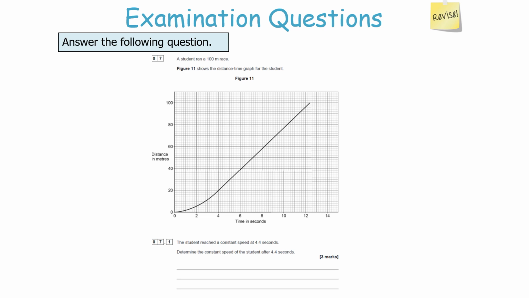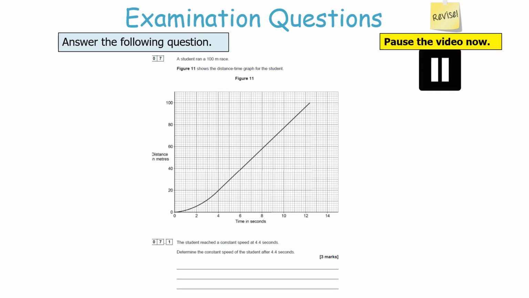The next question says, a student ran a 100 meters race. Figure 11 shows the distance time graph for the student. The student reached a constant speed at 4.4 seconds. Determine the constant speed of the student after 4.4 seconds. So pause the video now, then unpause the video when you want to go through your answer.